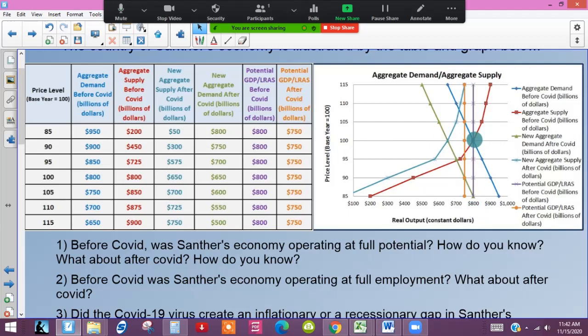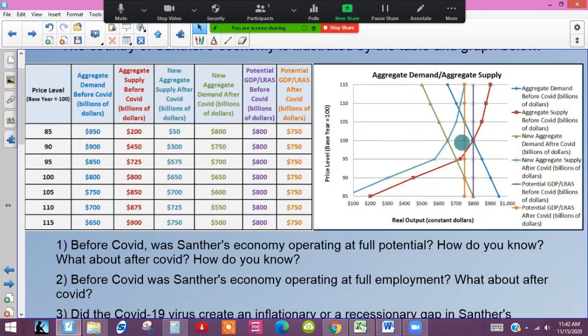Okay. Now what happens after COVID? Well, after COVID, you have a new equilibrium way back here. Okay, way back here. Because you had a shift, because the new aggregate demand is ugly green right here, and the new aggregate supply is the blue.